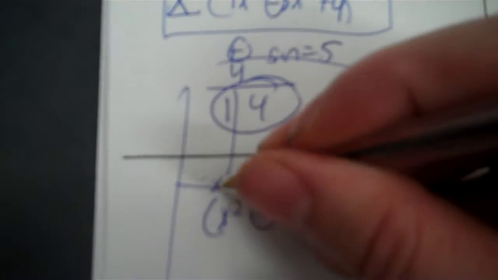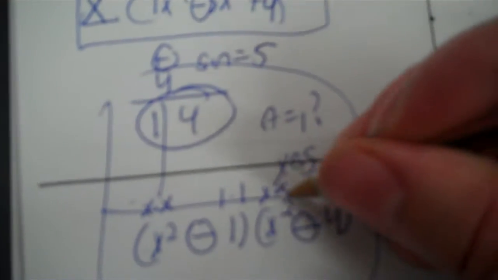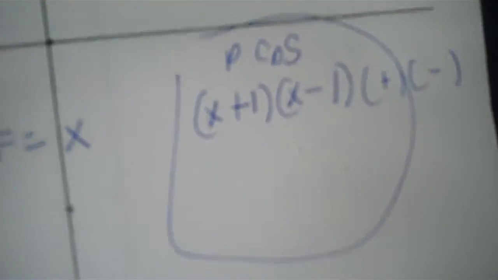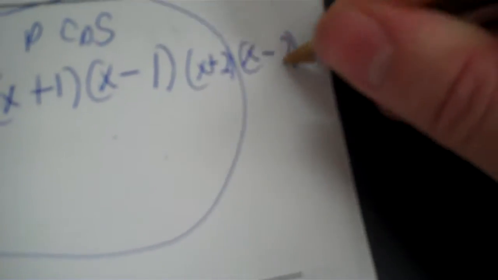Well, that's a minus. That's 1 times 1, and that'd be x times x. But so is that one too. X times x and 2 times 2. So since they both are, I need 4 of them. Here I'm going to go x plus 1, x minus 1, and then x plus 2, and x minus 2.